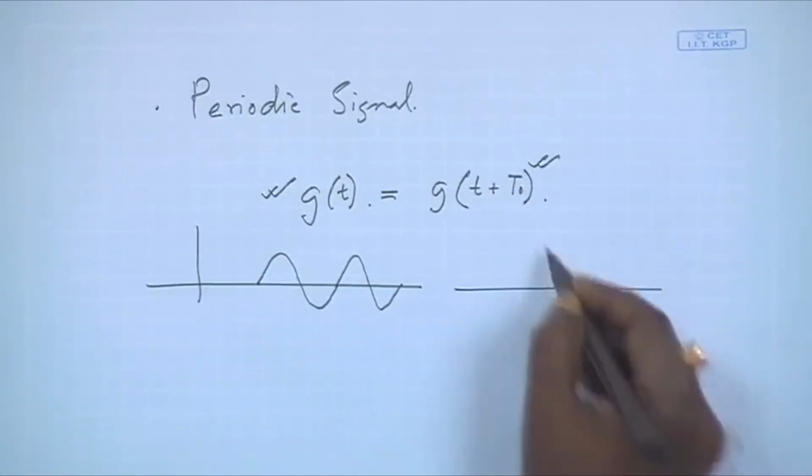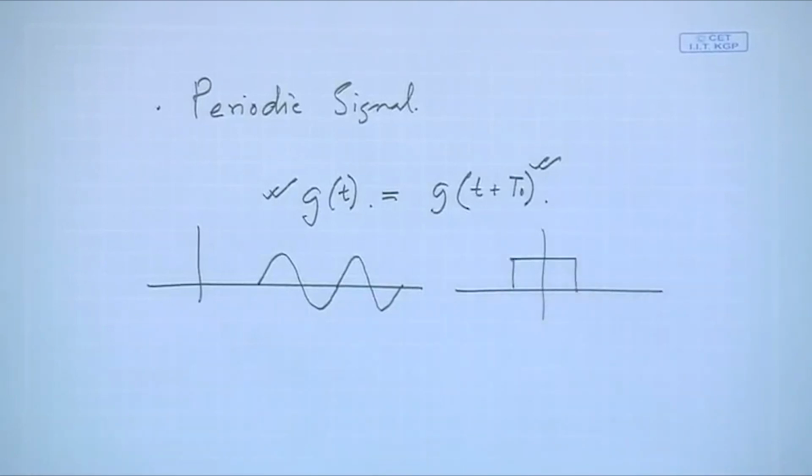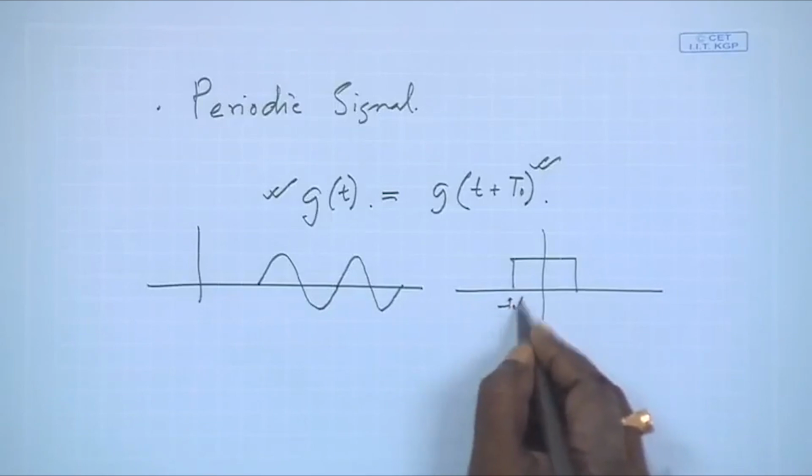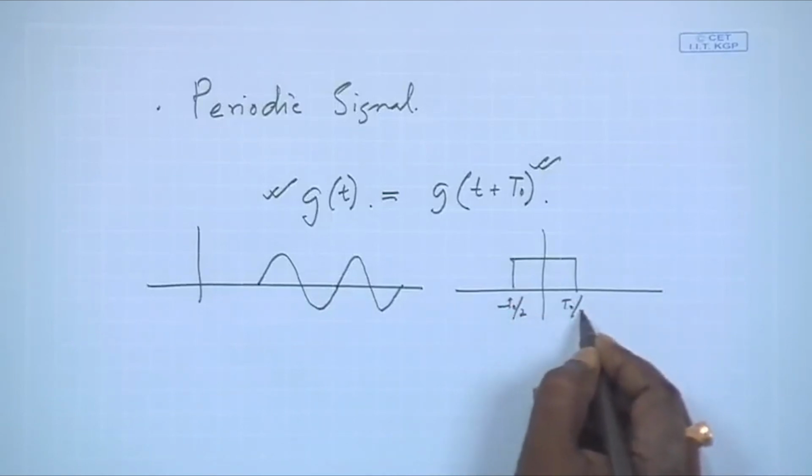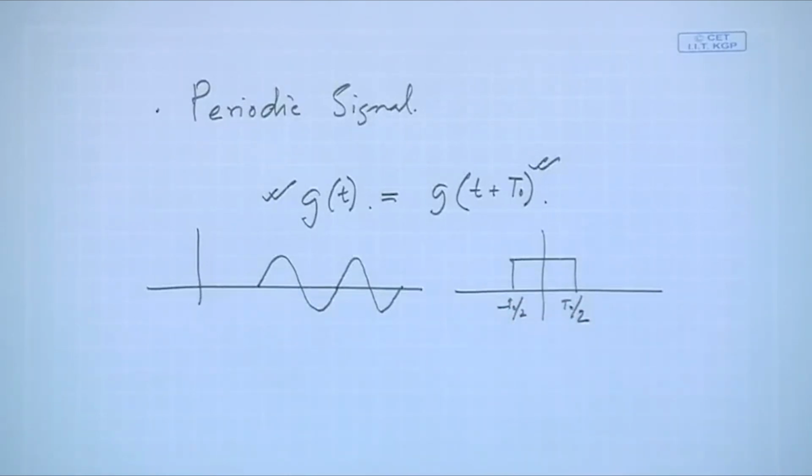If I just put a pulse like this, with nothing else defined, from minus t0 by 2 to plus t0 by 2, the signal is defined as this.